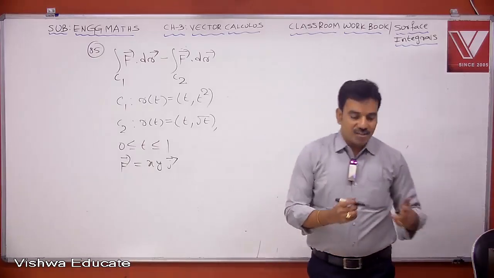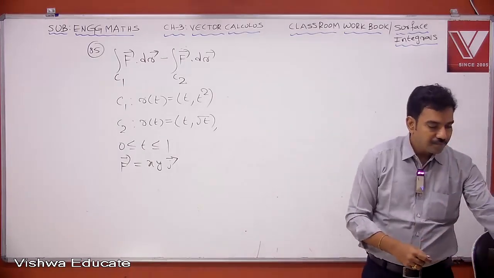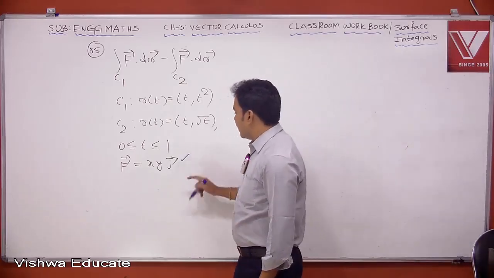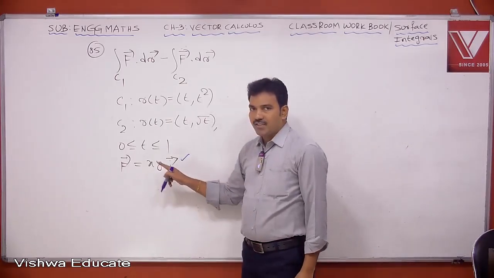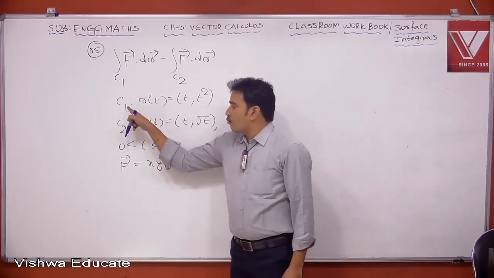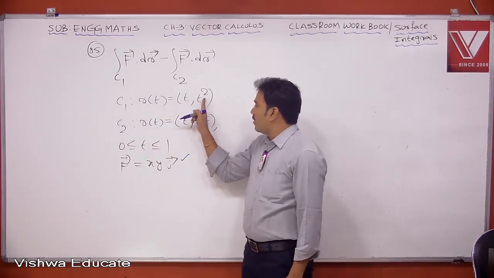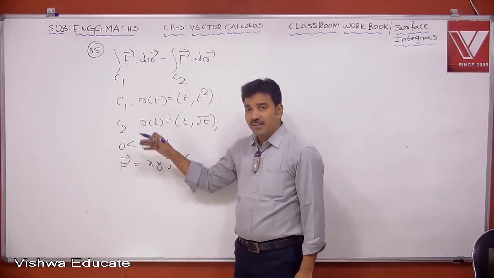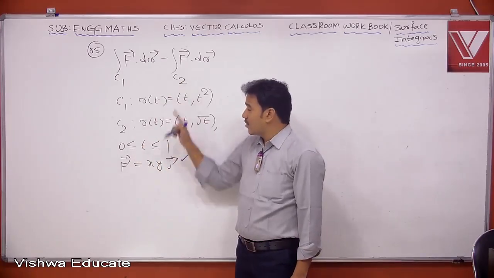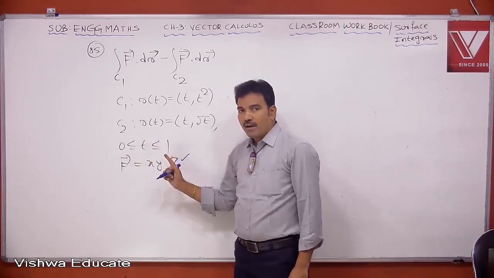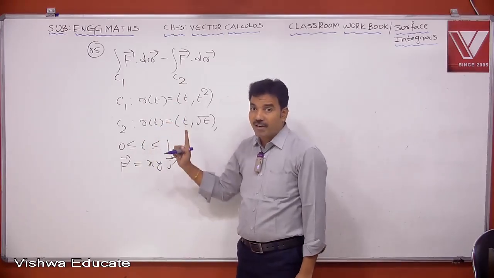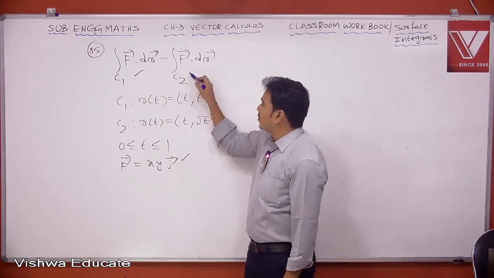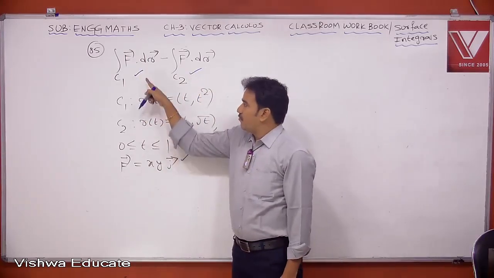Now when you look at this line integral, the vector F is fixed. It is given only in terms of xy; there is no z component. Here is the curve parameterization: the x value is t and the y value is t² for C1, and the x value is t and the y value is √t for C2. But for both curves the limits of t are 0 to 1, and for both line integrals the vector F is fixed. So you need to find this one using its parameterization and that one using its parameterization. At first, let us try to find this.